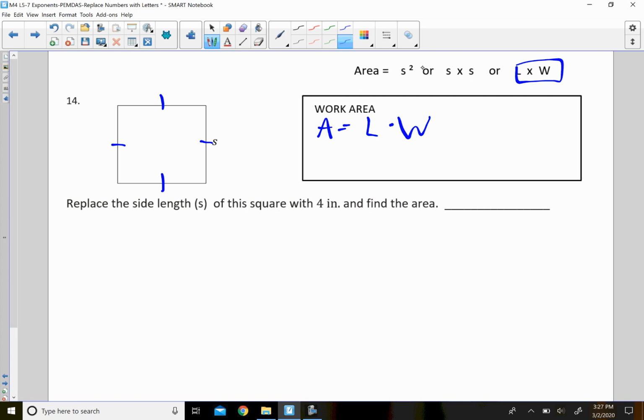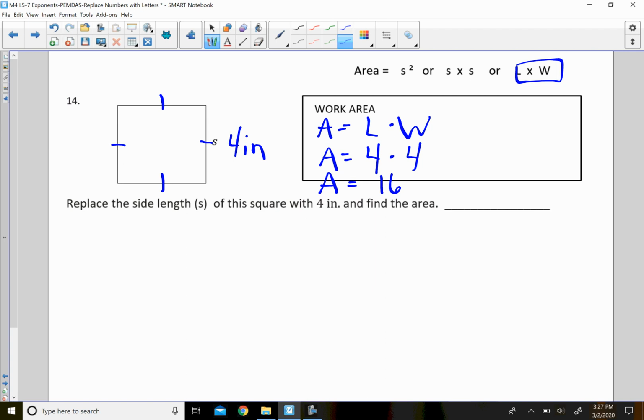Now they talk about sides squared because really in a square, the length and the width are the same. So down here it's saying replace the side length S of the square with 4 inches and find the area. So each of the four sides are 4 inches. So to calculate the area, the length is going to get replaced with 4 because it has that tick mark. The width is also 4. So the area equals 16.